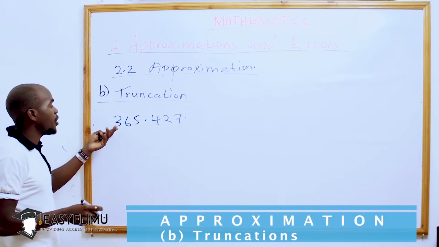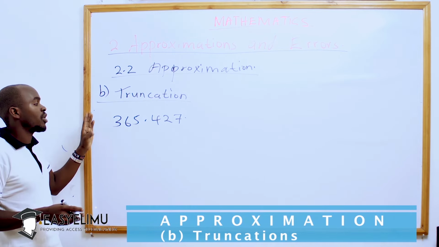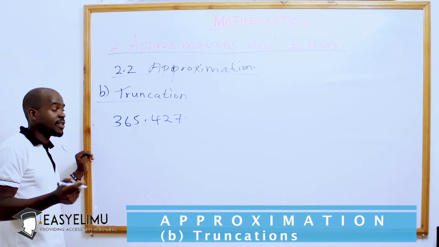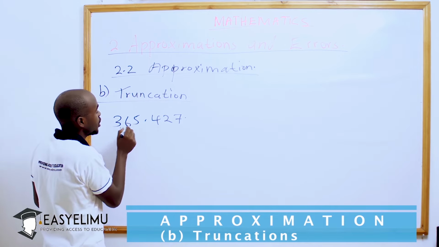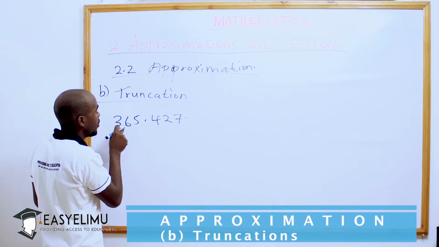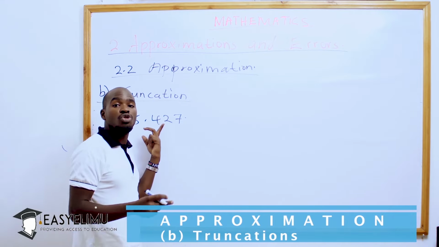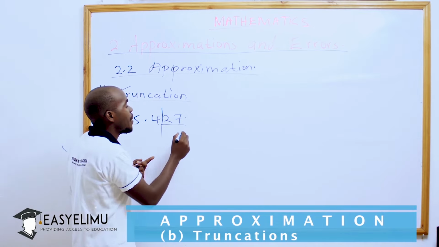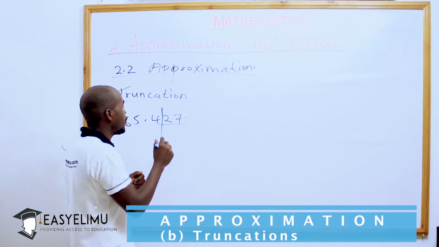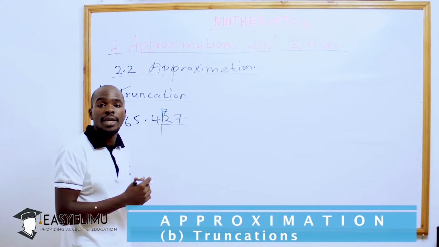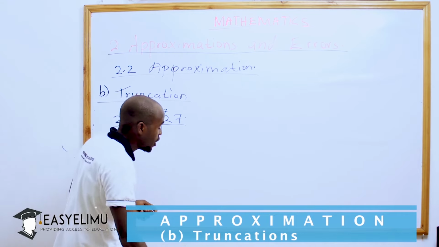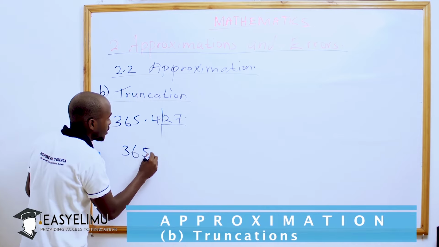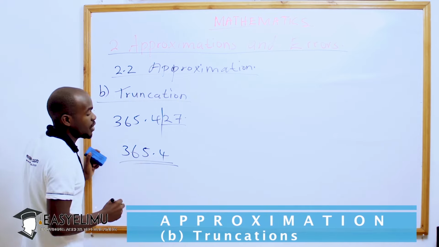For example, if we have been asked to truncate this number to 4 significant figures, you count the number of significant figures you want. For example, here is 4. So counting off, you will find we shall have 365.4. So if it is to truncate, you just cut off. So the rest of the numbers are ignored. Even if this one was to be 7, you don't round off, you just cut off. So meaning that if we cut off to 4 significant figures, we are going to have 365.4, and that is what we shall have.